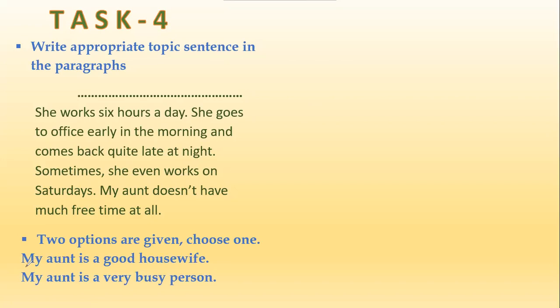Of course, I think you've guessed, right? The second one. My aunt is a very busy person. It's not about being a housewife, how she's at home, what she's busy with at home, but about how she's busy at work, how she works in the office, how she doesn't have time. So this would be a good topic sentence for the paragraph.